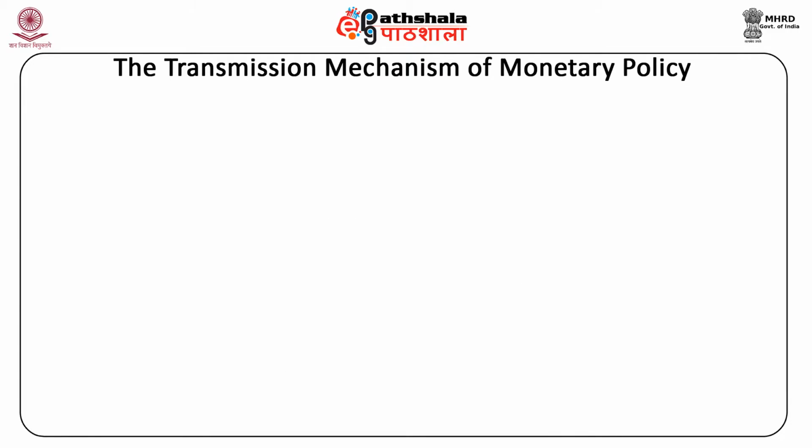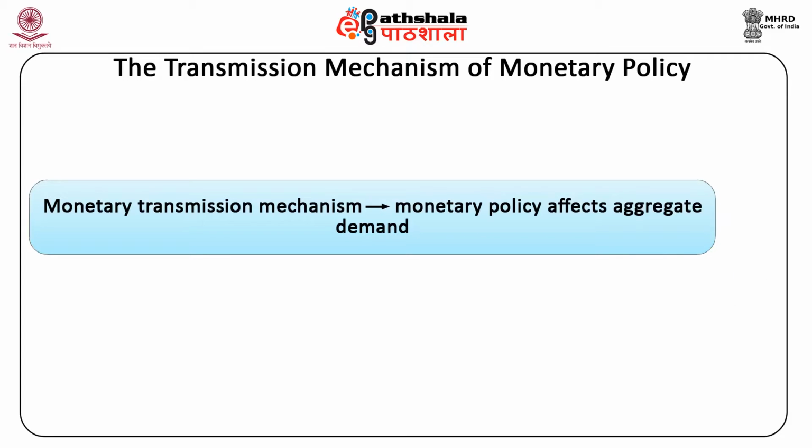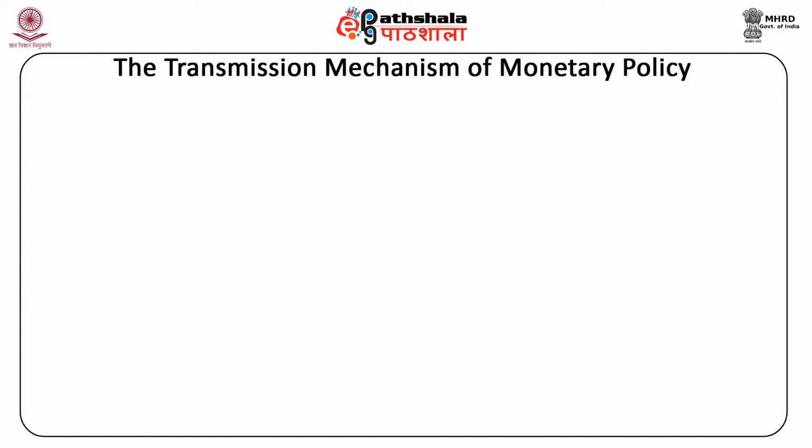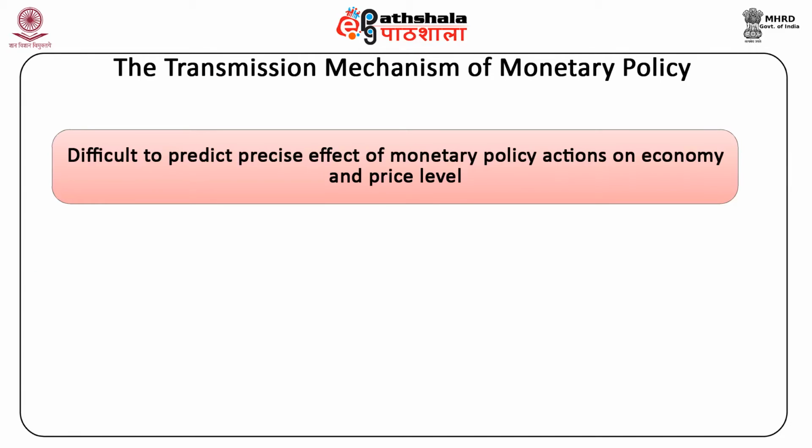Thus, the monetary transmission mechanism explains in steps how monetary policy affects aggregate demand. The transmission mechanism is characterized by long, variable and uncertain time lags. Thus, it is difficult to predict the precise effect of monetary policy actions on the economy and price level.